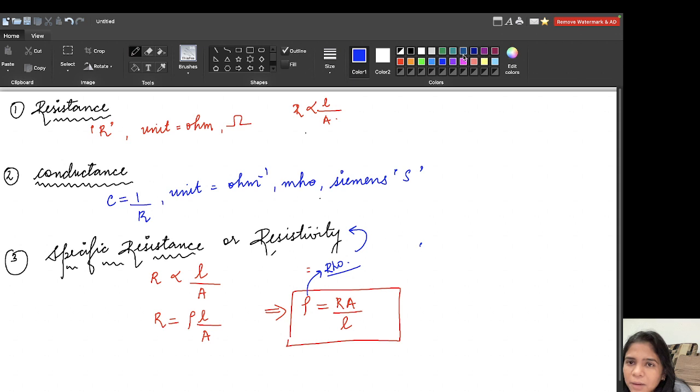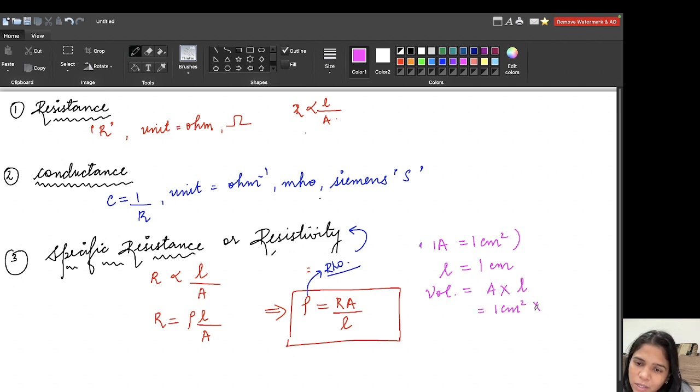Now, if I take my area as 1 centimeter square, and my length as 1 centimeter, what will be the volume? Volume is calculated by the formula area into length, which is 1 centimeter square into 1 centimeter, which equals 1 centimeter cube. 1 centimeter cube is equal to 1 ml. Now, if I place these values here, then rho equals R, right?